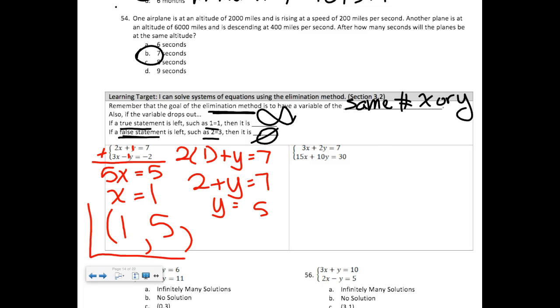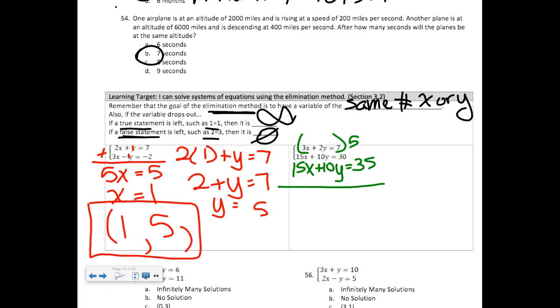Okay. This one, if I notice on the right side, I don't have the same numbers in front, but I do see that I have a 10 here and a 2. So I'm going to multiply this whole equation by 5. So what I'm going to have now is 15x plus 10y equals 35.